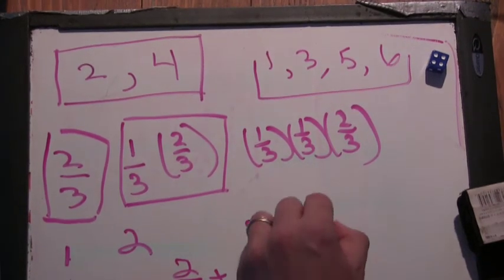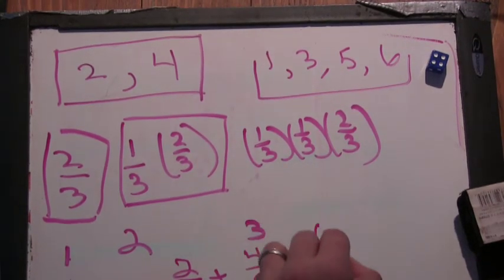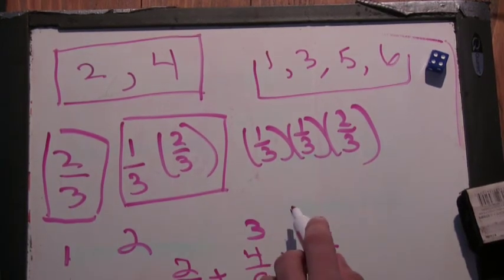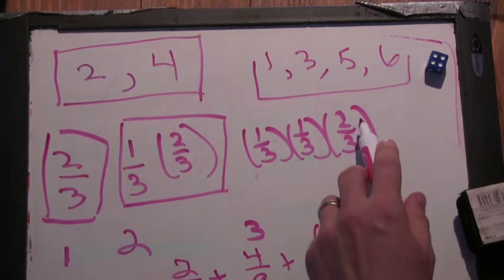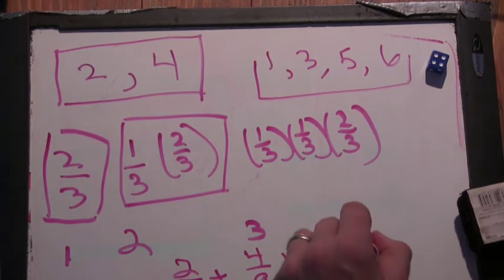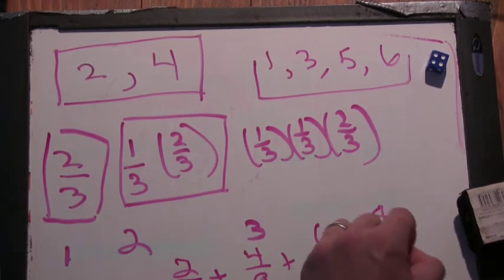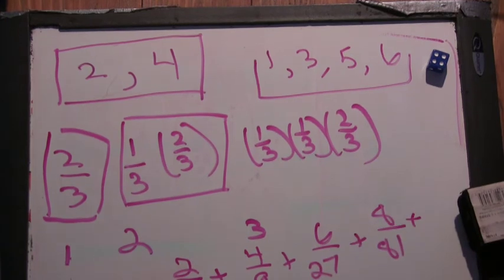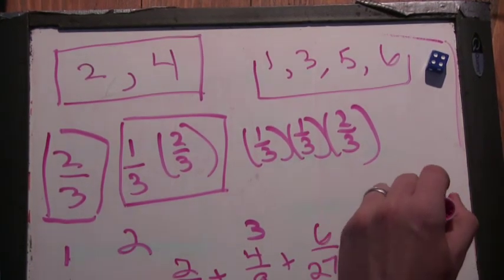So 6/27. I'm not going to simplify. The next one would be 4 times 2 over 81, so plus 8 over 81. Hmm. And then what would the next one be? It would be 10 over 243.